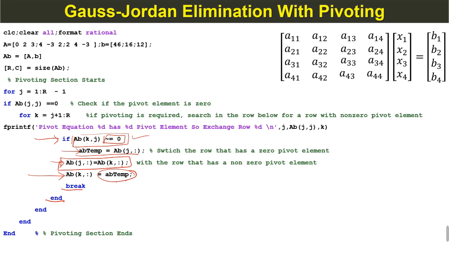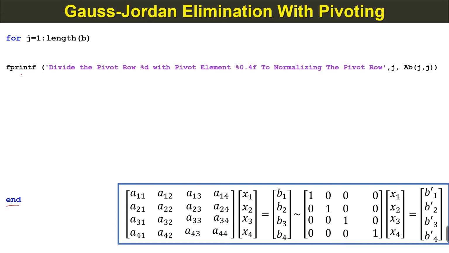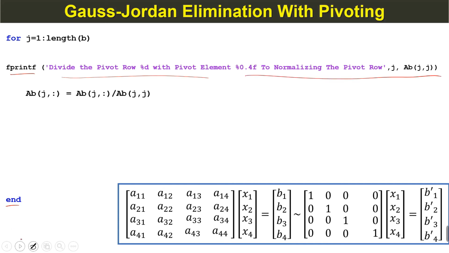Next we write the code for the Gauss Jordan elimination method. First we use a for loop from 1 to the length of b, and next we write the fprintf command to show this. Next, this is the normalization. What is normalization? We divide the pivot row by the pivot element, and this gives us a normalized pivot row.